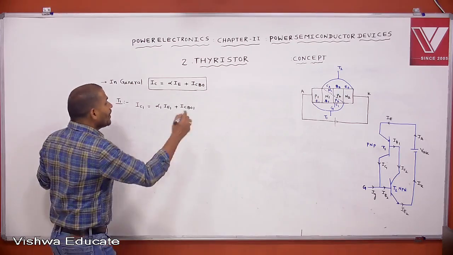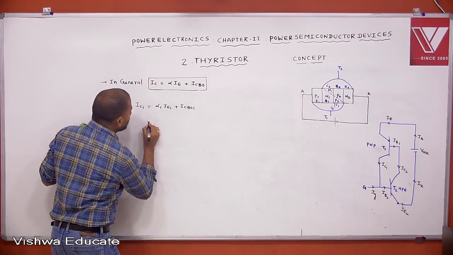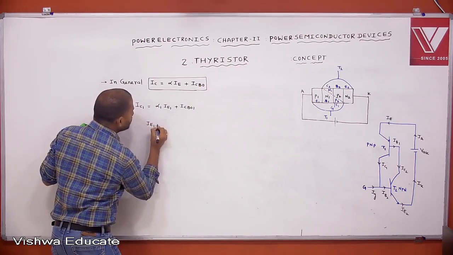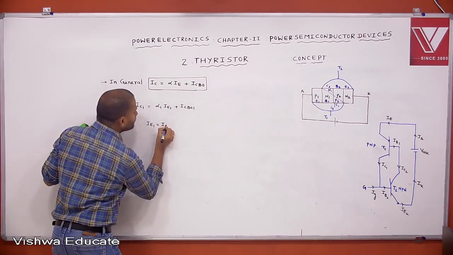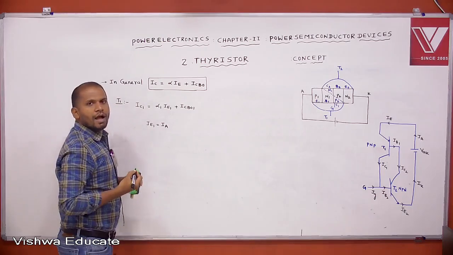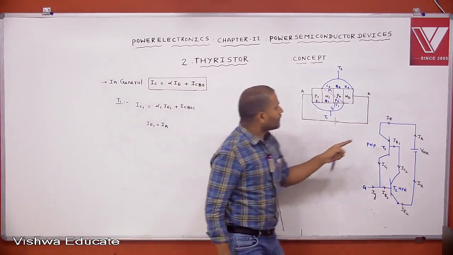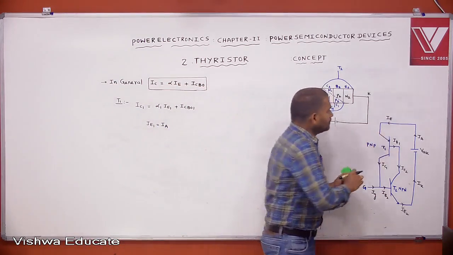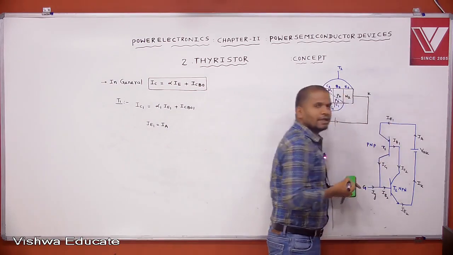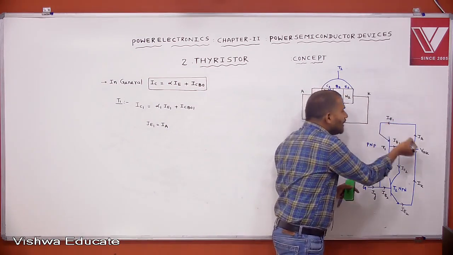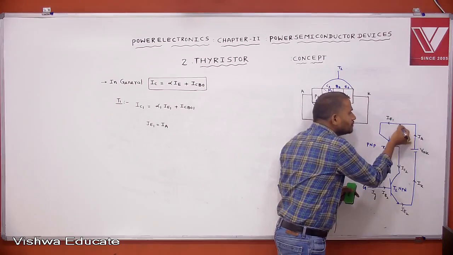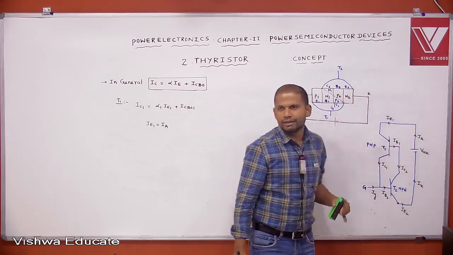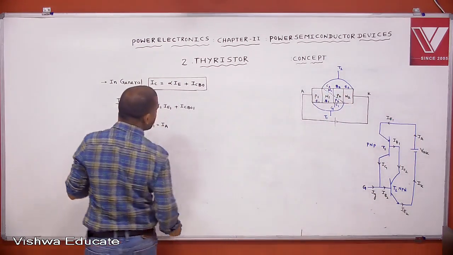Now, for T1 transistor, what is IE1 equal to? IA, the anode current. IE1 is equal to IA. IE1 and IA are the same.